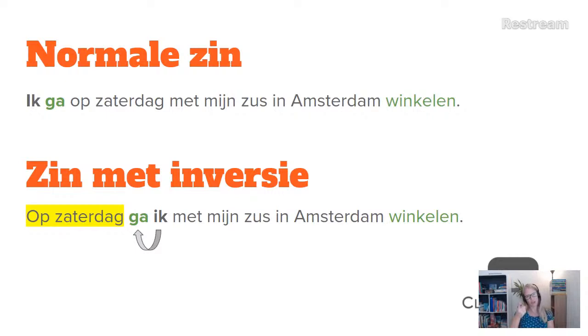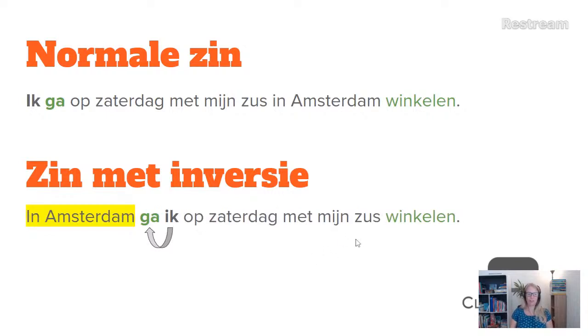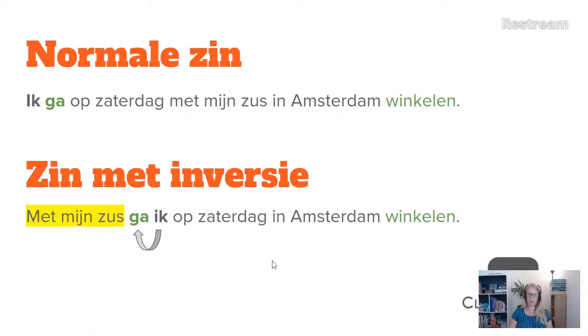Yeah, but that's your choice. So you can do this with op zaterdag, but actually you can also do this with in Amsterdam: in Amsterdam ga ik op zaterdag met mijn zus winkelen. Or less common even, met mijn zus ga ik op zaterdag in Amsterdam winkelen. So these are all correct options. You can have a look now. I have it on the screen. In Amsterdam ga ik op zaterdag met mijn zus winkelen. Met mijn zus, less common but still possible, ga ik op zaterdag in Amsterdam winkelen.